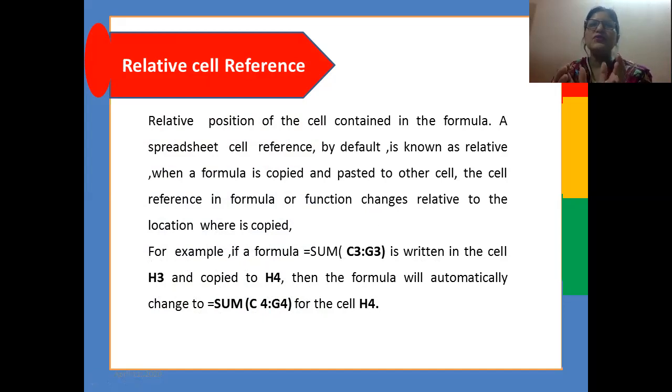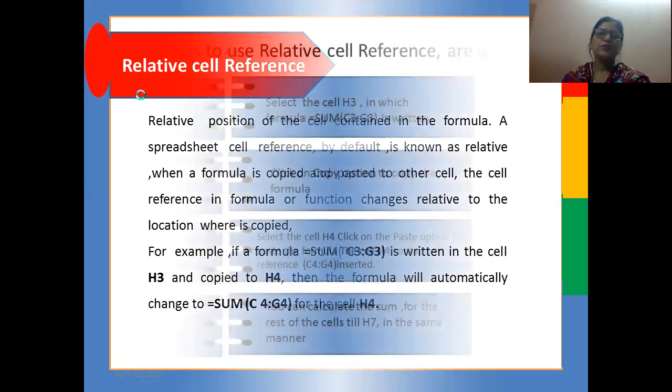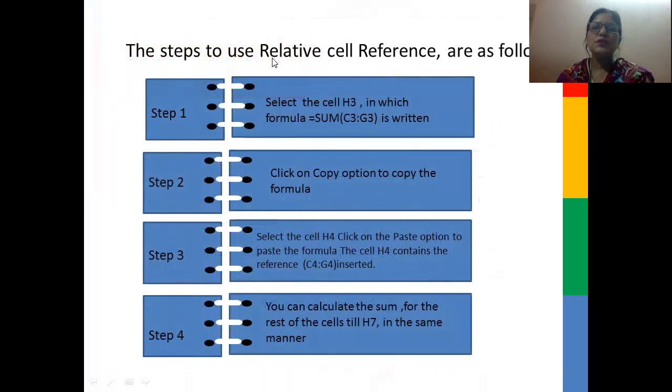What is relative cell reference? When you copy and paste, the value is the same and the cell address is changed. If you copy and paste to another cell, the value is the same but the cell address is changed, which is called relative cell reference. The steps to use relative cell reference are as follows.